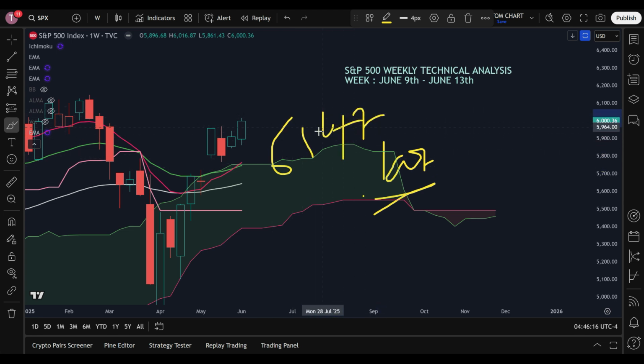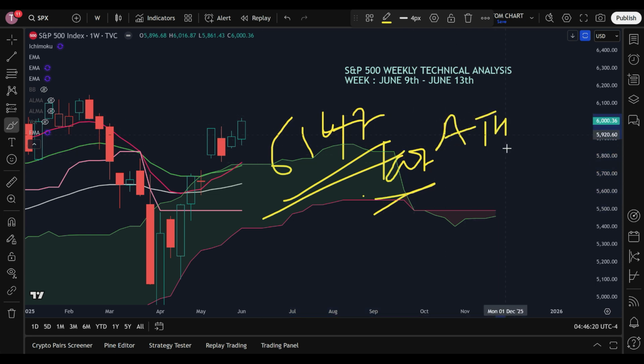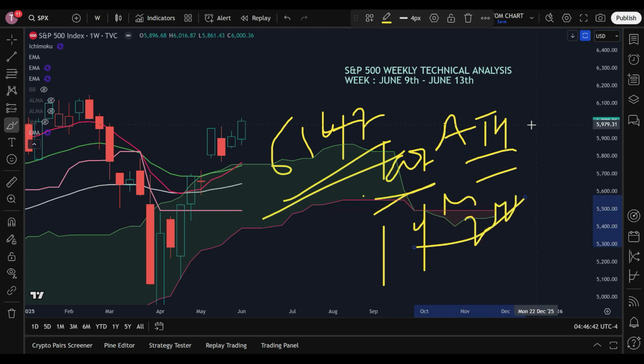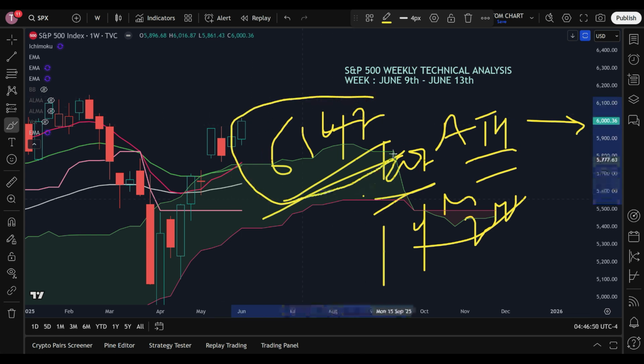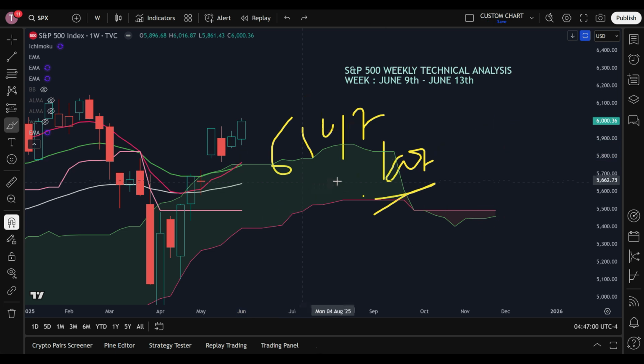What is 6147? 6147 is the all-time high of the S&P 500, formed on 19th of February 2025. So now if the S&P 500 closed above 6000 yesterday, on Friday, then why am I saying that 6147 might take some time? Okay, there is a valid reason for this. And what is that? Let me discuss that reason here.